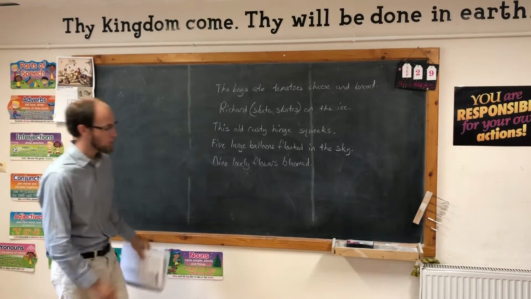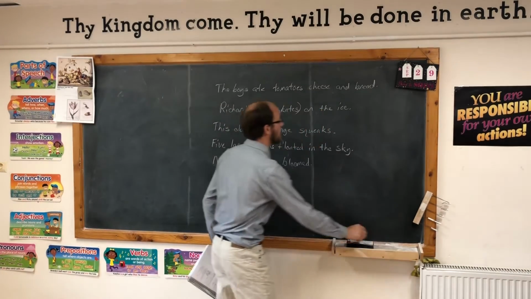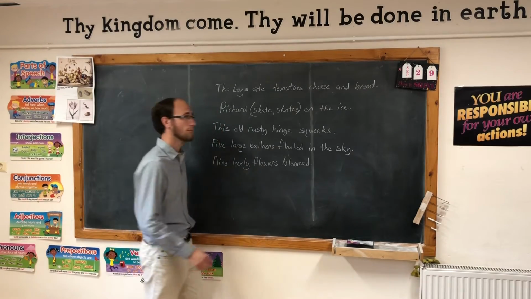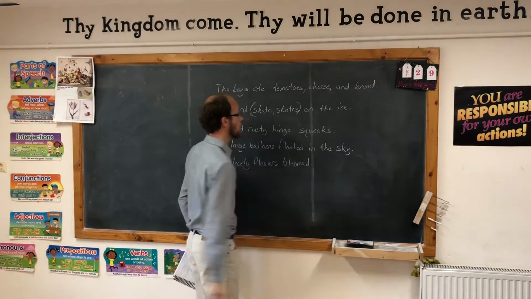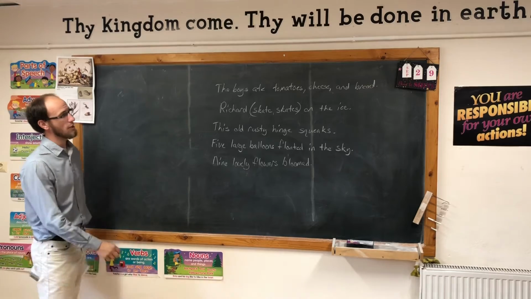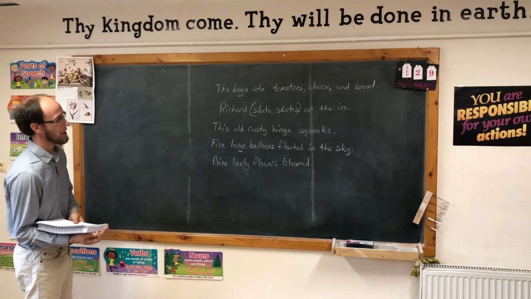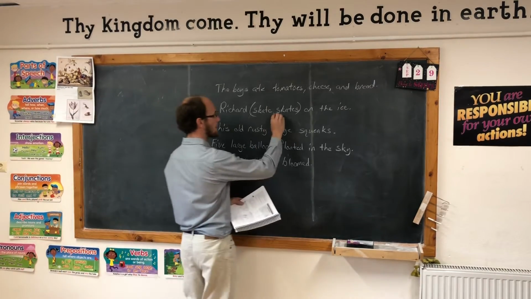Okay, we're going to stop with that for those questions, but tell me in this first sentence, the boys ate tomatoes, cheese, and bread. Where do commas go? Tomatoes, comma, cheese, comma, and bread. And the second sentence, Richard skate or skates on the ice? Skates with the S.